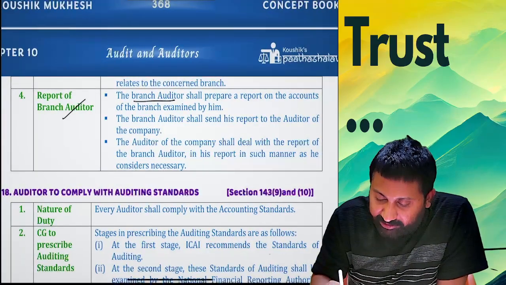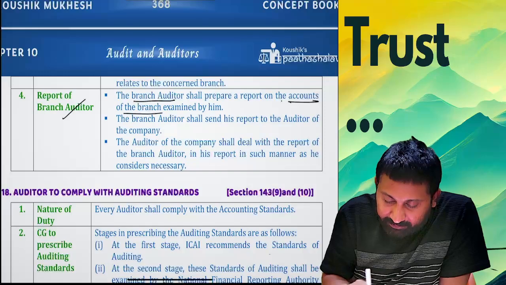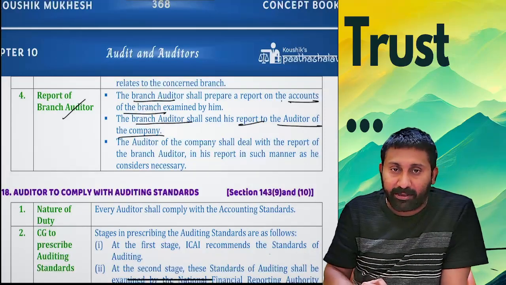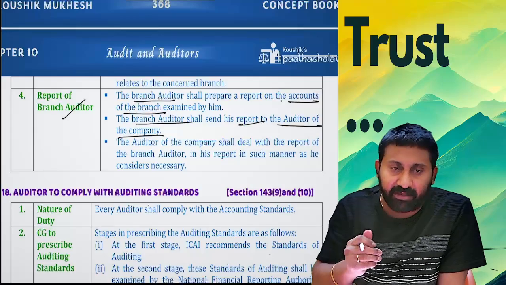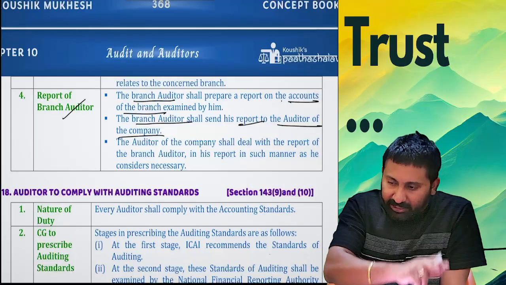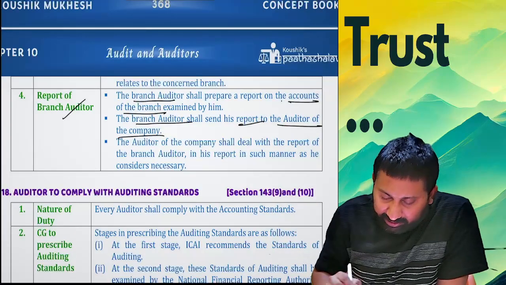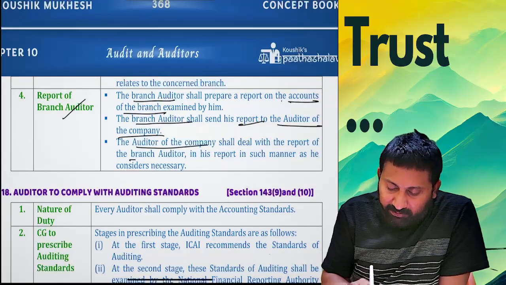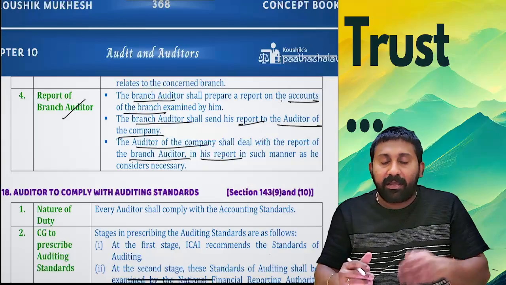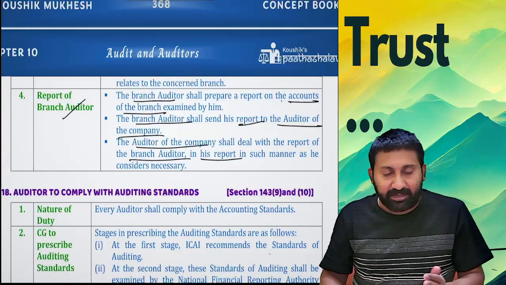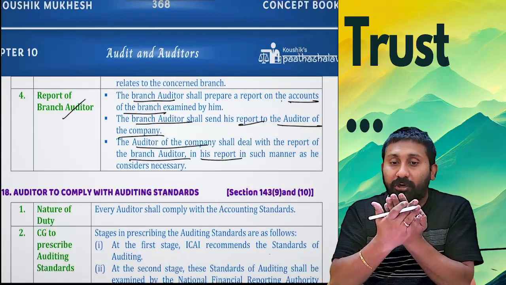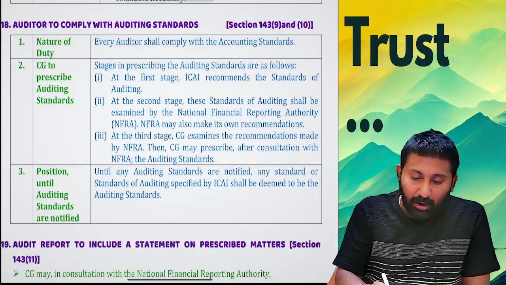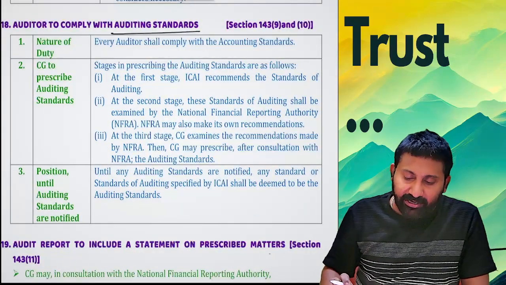So the branch auditor shall prepare the accounts of the branch. The branch auditor shall send his report to the auditor of the company. If he is the auditor, he can keep it with him, or else if a separate branch auditor is appointed, he shall forward the report to the main auditor. The auditor of the company shall deal with the report of the branch auditor in his report. Means if the two are different auditors, this auditor has to attach the branch auditor's report to his audit report.